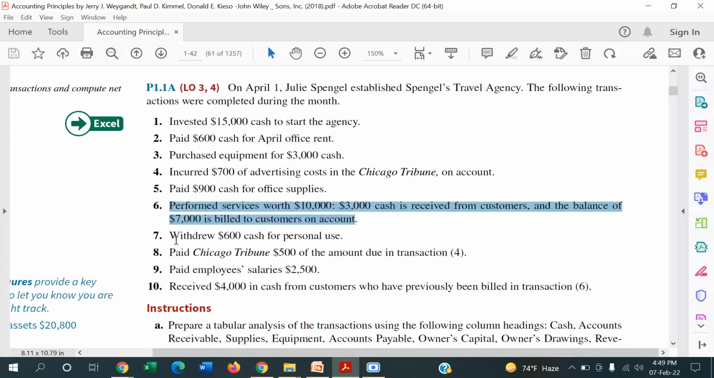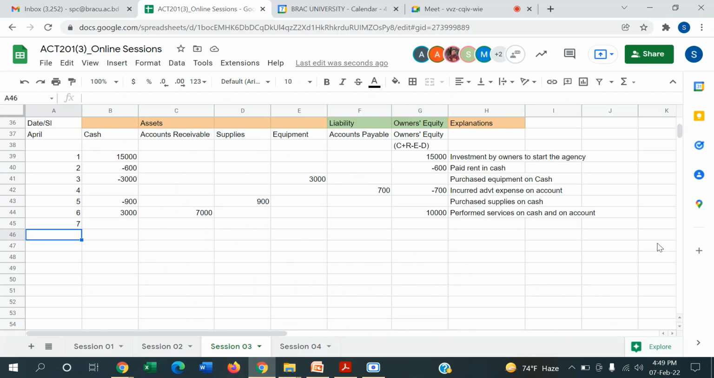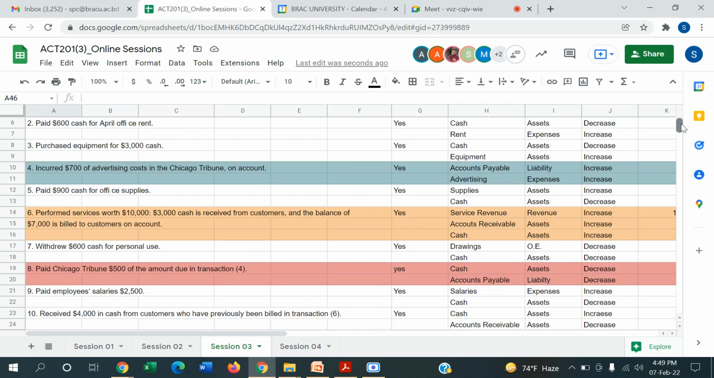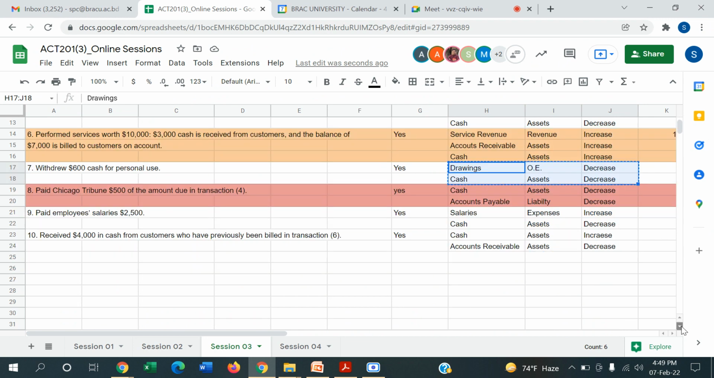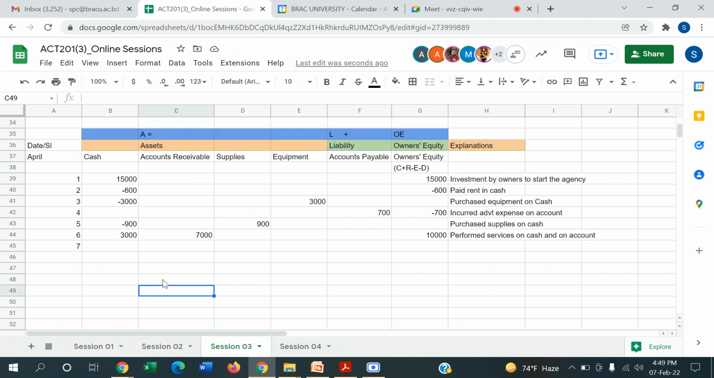7. Withdraw 600 cash for personal use. Two accounts you have identified. Asset decreases, drawing increases.